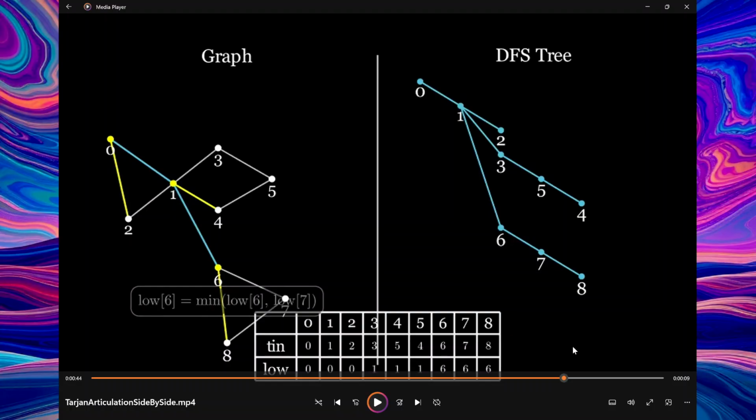So now, here's where the check comes in. 7 and 8 have no back edge to a value that is less than the value that 6 has. So therefore, 7 and 8 are trapped by the 6 node. And similarly for 3, 4, and 5. And 0 and 2 are trapped with 1. So these become articulation points.